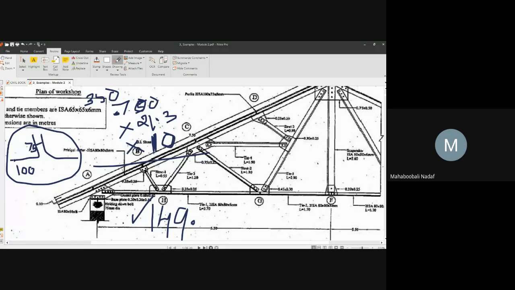Now, it is 350, two ISA angles, correct? Yes, sir. 350, two chords means it is 700.